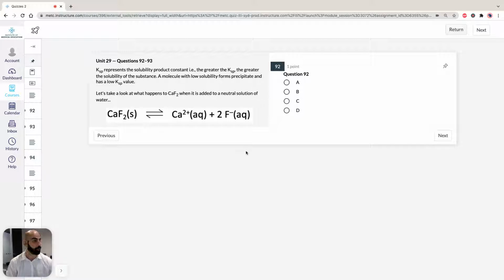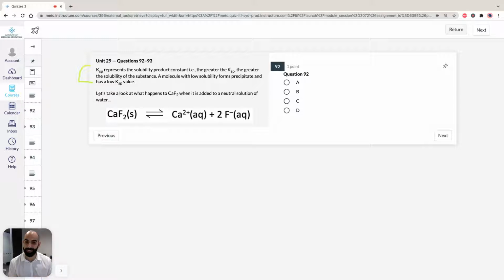We're going to take a look at solutions to Section 3 of ACER's GAMSAT Green Booklet, Practice Test 1, specifically Unit 29, questions 92 and 93. In this unit, we're told calcium fluoride is added to water to give a saturated solution, and we're also given information about the Ksp, which is a solubility product constant. So the greater the Ksp value, the greater the solubility of the substance. And a molecule of low solubility forms precipitate and has a low Ksp value. This information is more relevant for question 93, but we're going to focus on question 92.